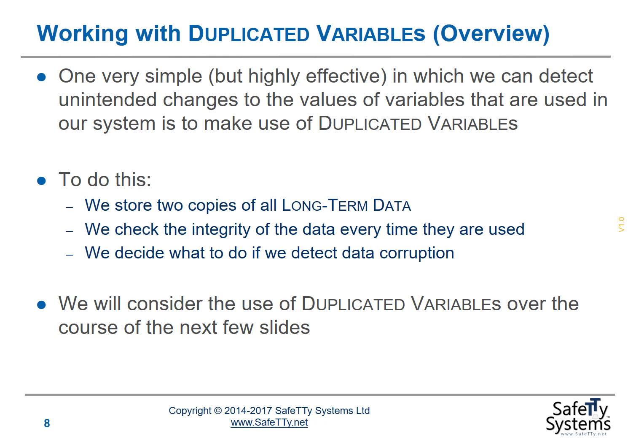This is all we need to do. We store 2 copies of all long-term data. Please look up the definition of long-term data in Appendix 1 of the ERES2 book. We're going to store 2 copies of all long-term data. We're going to check the integrity of the data every time they are used, and we're going to decide what to do if we detect data corruption. We'll consider the use of duplicated variables over the course of the next few slides.